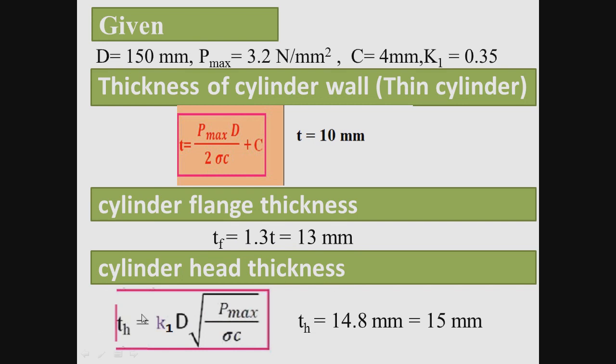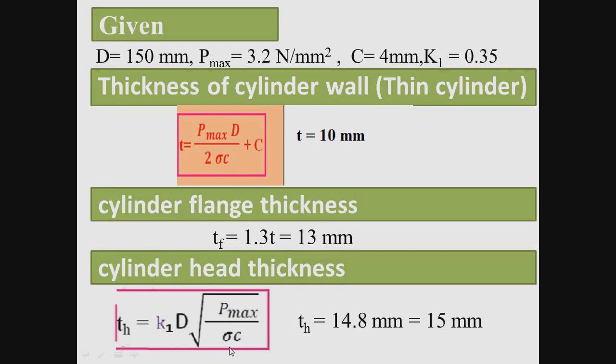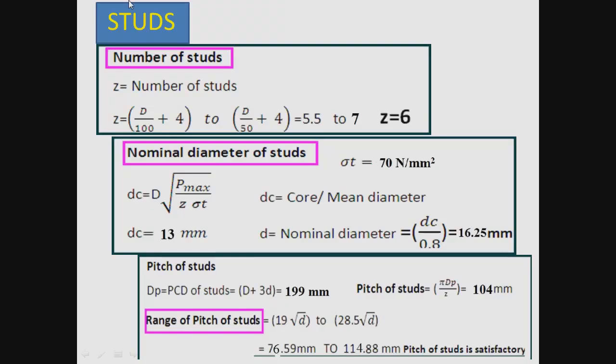Next is cylinder head thickness. TH is given by the formula TH is equal to K1 into D square root of Pmax by sigma C. So K1 value is 0.35, D is 150, Pmax is 3.2, sigma C. For cylinder head, the allowable stress value given in the problem is 40. So substitute sigma C as 40. Then you get the value TH is equal to 14.8 mm. So you can take it as 15 mm.